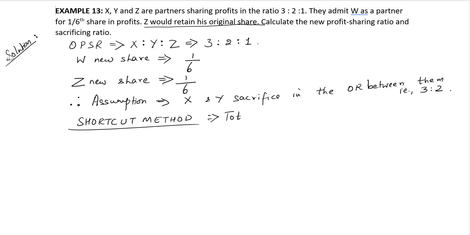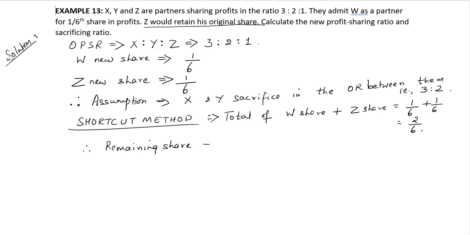Total of W share plus Z share is equal to 1/6 plus 1/6, which is equal to 2/6. Therefore, remaining share is equal to 1 minus 2/6, or in other words 4/6. Let's apply the formulae.